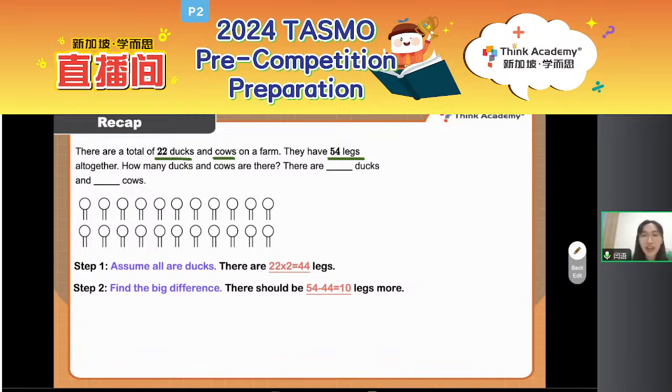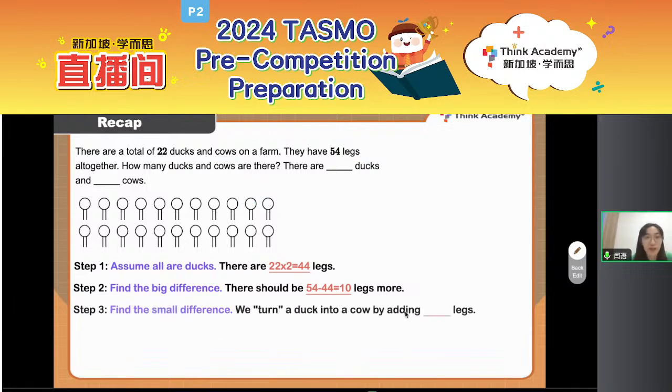So here, think about it. How can we add this 10 more legs? Can we just add all of them to one animal here like this? 1, 2, 3, 4, 5, 6, 7, 8, 9, 10. Is it possible? No, right? Why? That is a monster, right? Okay, so here, think about it. How can we add this 10 legs?